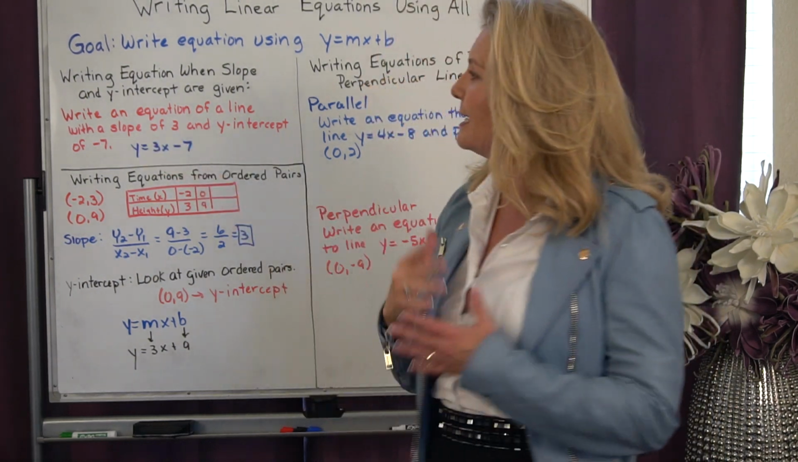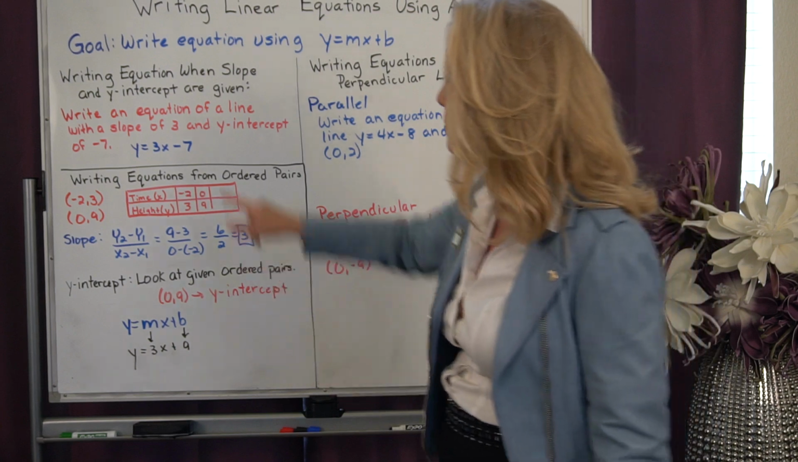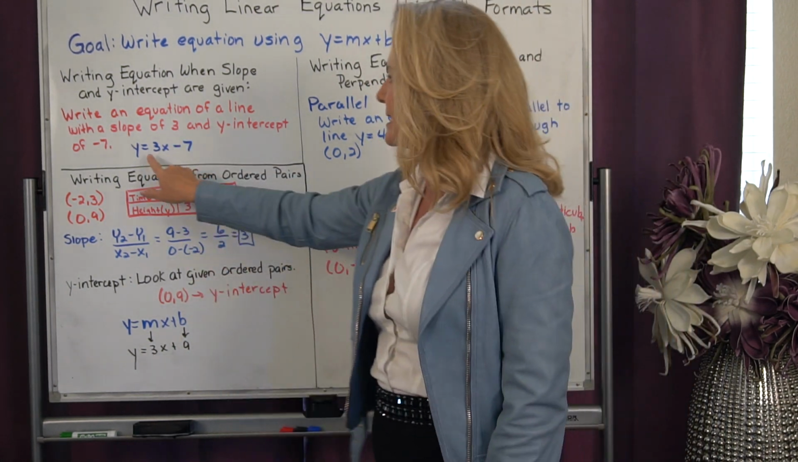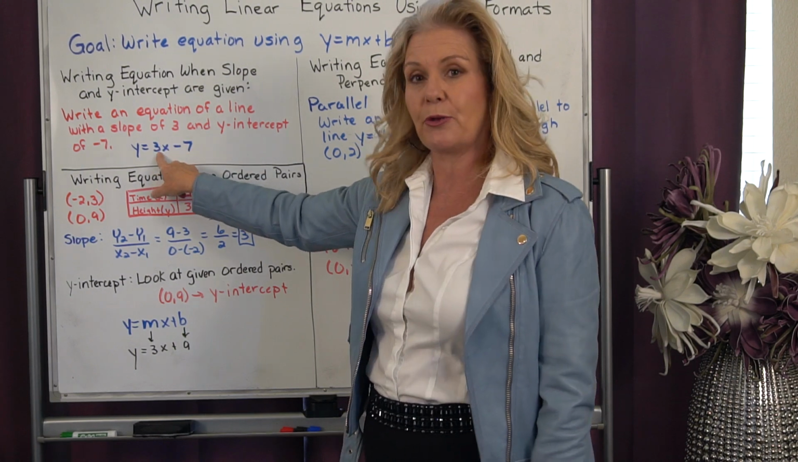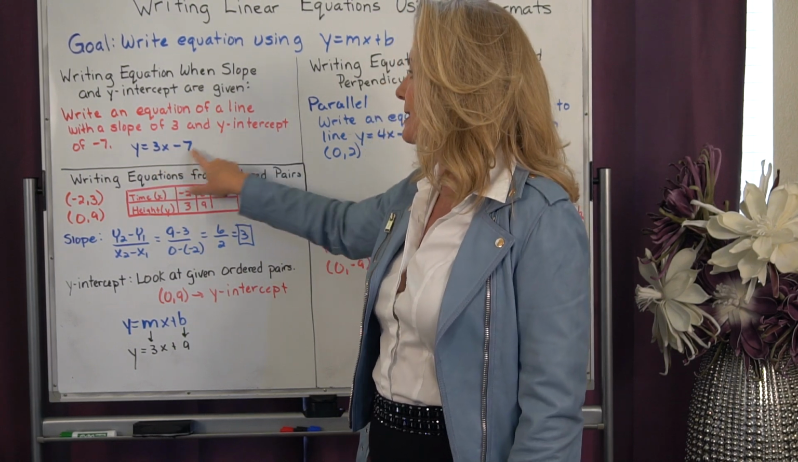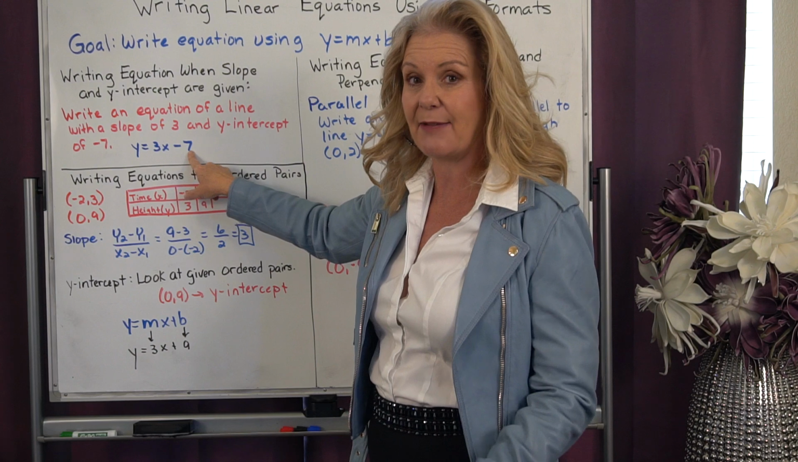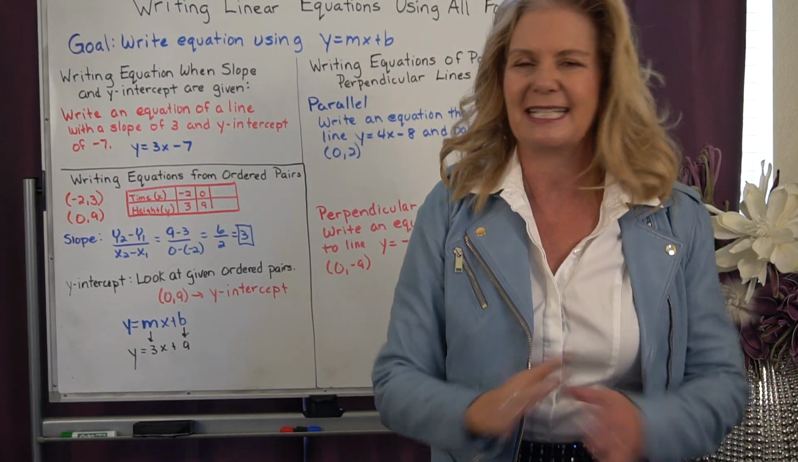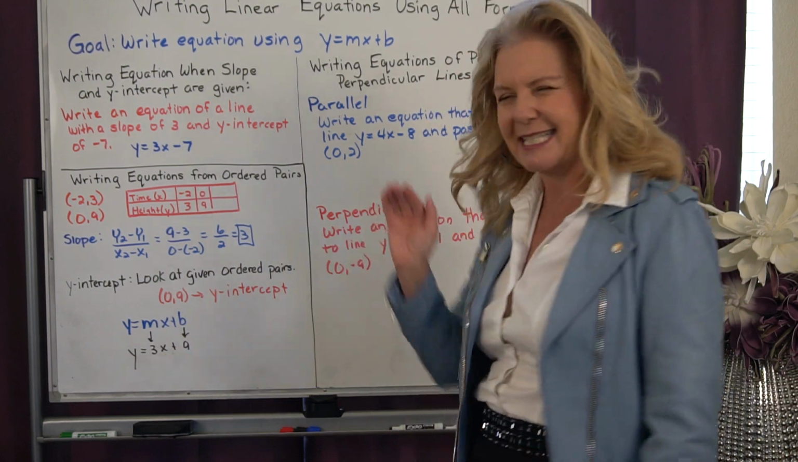So if they said, write an equation of a line with a slope of 3 and a y-intercept of negative 7, I simply replace the m with 3, and I replace the b with minus 7 for the negative 7, and I get y equals 3x minus 7. Simple as that. All right, let's take it up a notch.